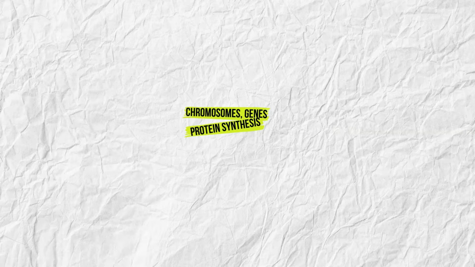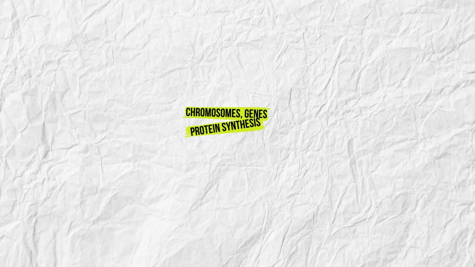In this video, we're diving deep into Chapter 16, Chromosomes, Genes, and Protein Synthesis. This chapter is a high-frequency zone in Paper 2 MCQs. Questions from this chapter almost always show up, and if you understand the logic behind them, not just the definitions, you're guaranteed to score full marks.